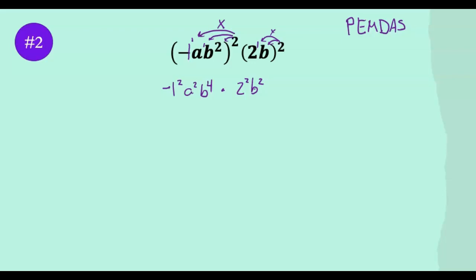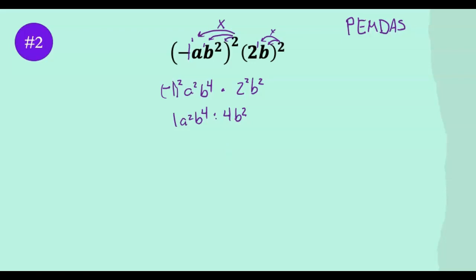Now at this point what I'd like to do is go ahead and evaluate these coefficients. So I have negative 1 squared. Remember that negative 1 was there, so that negative 1 is negative 1 times negative 1, which is just positive 1. So I have 1a squared b to the 4th times 2 to the second. 2 times 2 is 4, b squared.